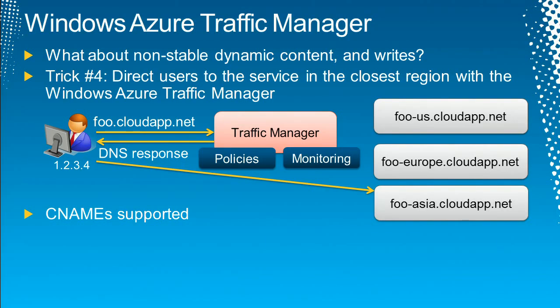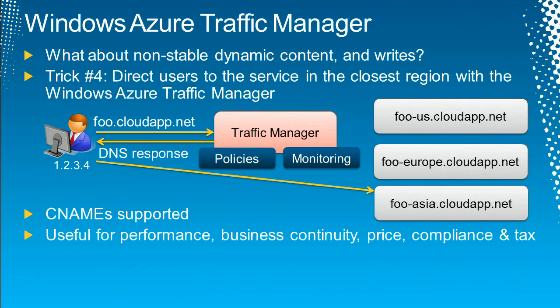You can use CNAMEs, so it's kind of a funny name, but you can set it up to look perfectly normal. And you might use this for a variety of reasons. Of course, low latency is one, but perhaps there's a tax implication of which data center you send your users to. So you want to send the users in California to the data center in another state, and you want to send the people in another state to the data center in California so nobody has to pay sales tax or whatever it may be.